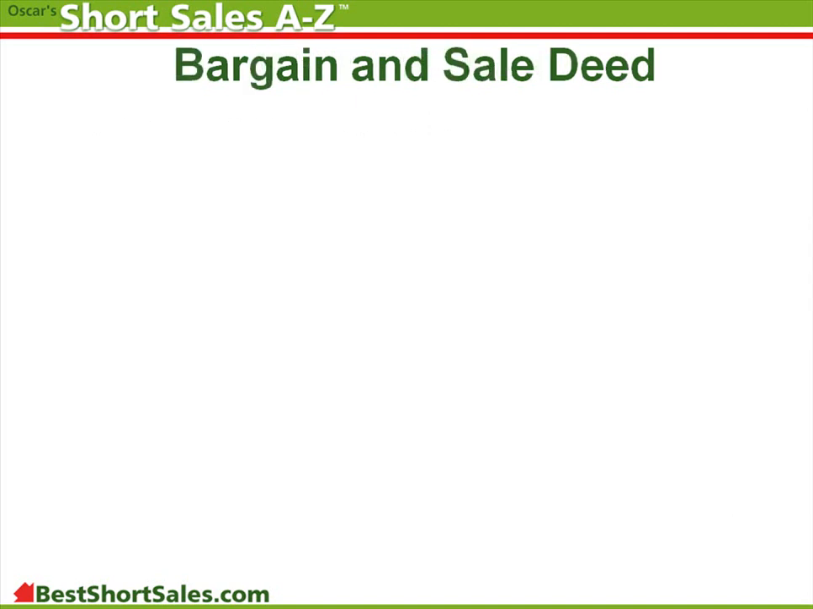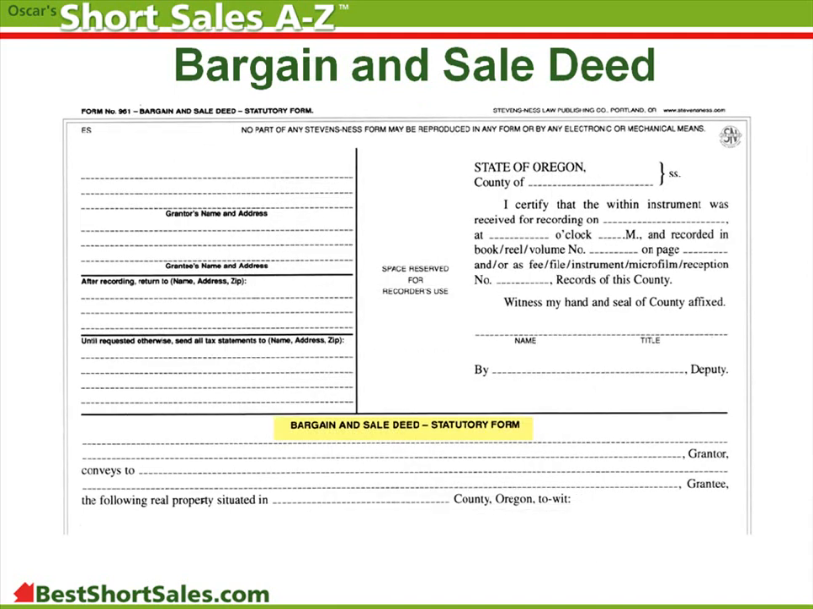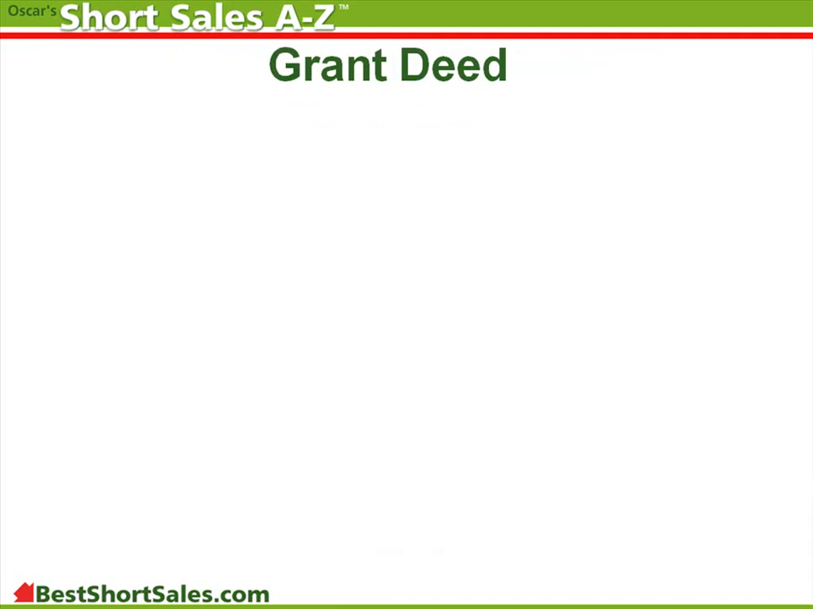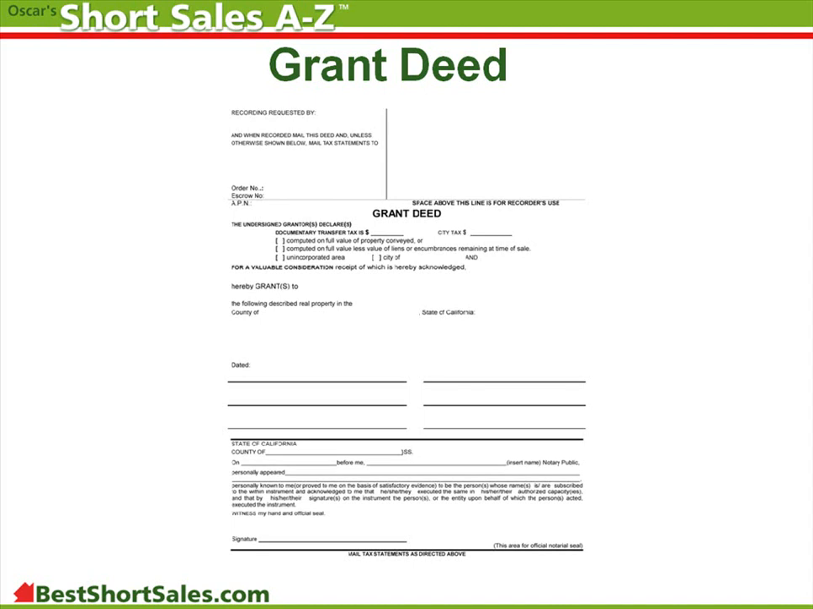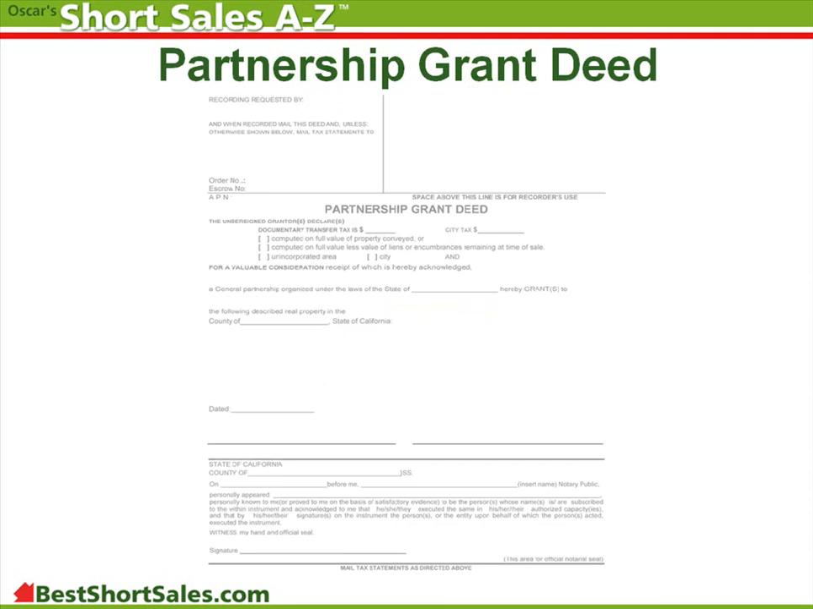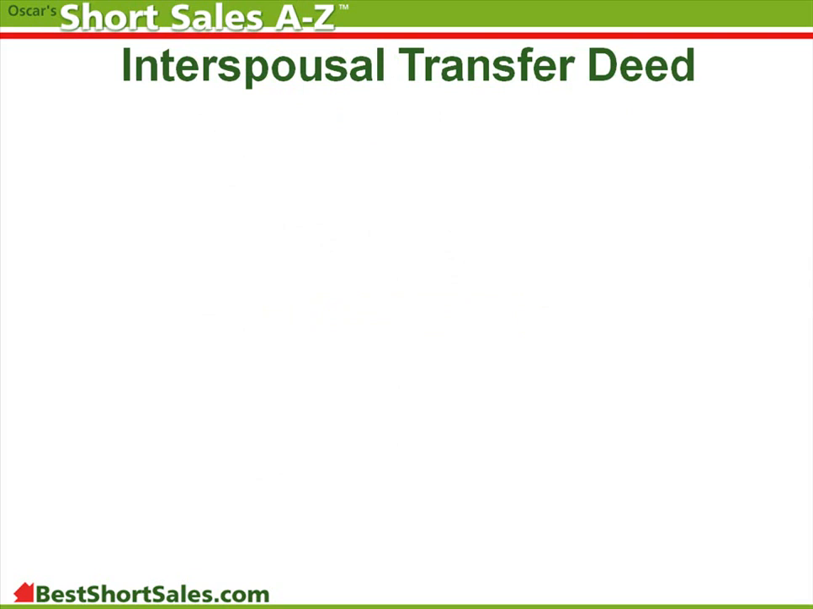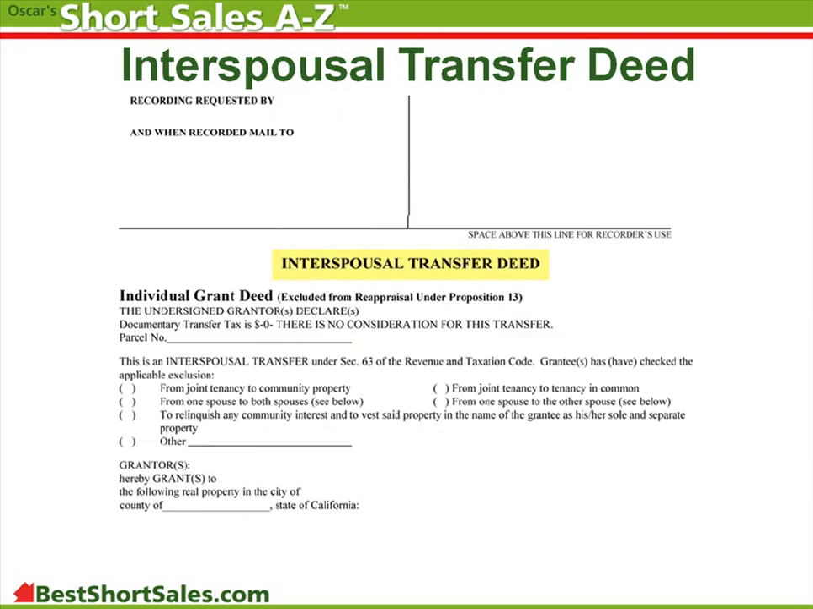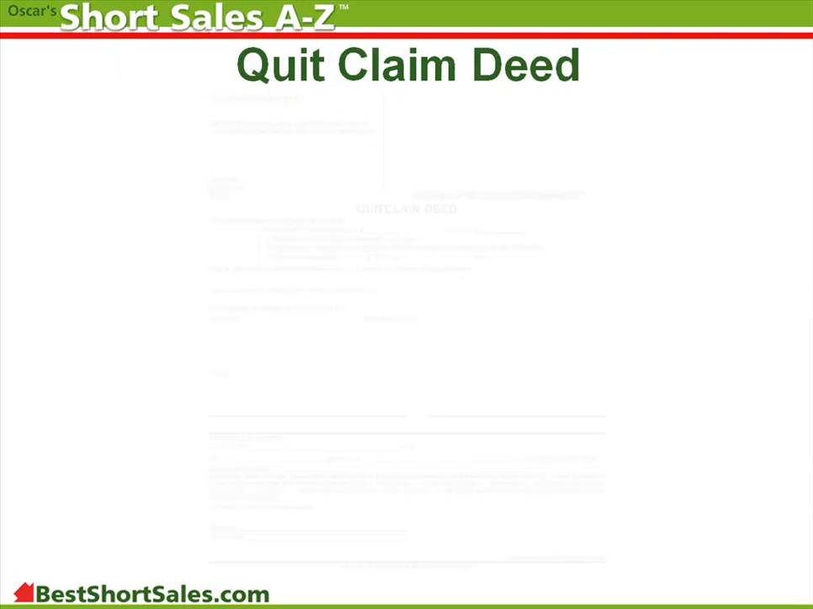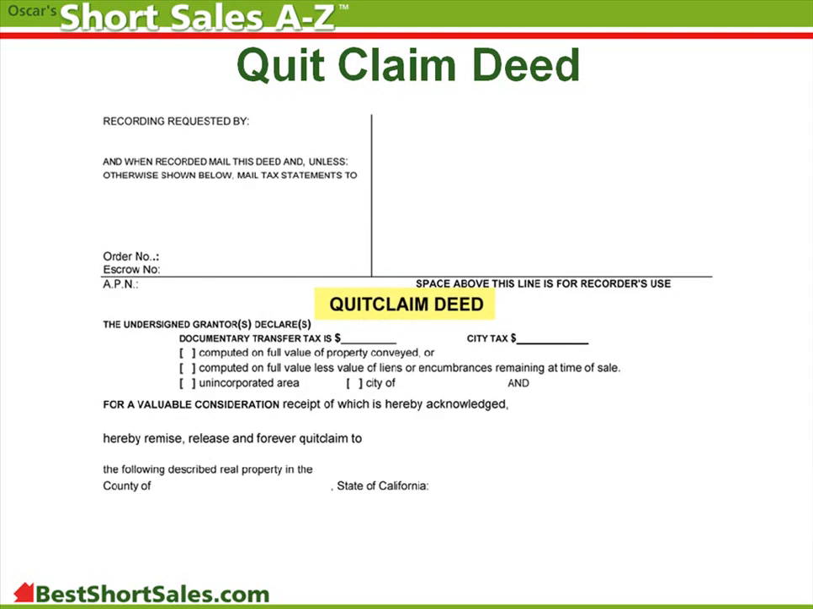Bargain and sale deed. In a bargain and sale deed, the seller does not provide any warranties to the buyer. Grant deed. Grant deeds are mostly used in California. The seller warrants that the property was not sold to another buyer before or at the same time. In short sales, usually the presence of partnership deeds, interspousal deeds, quitclaim deeds, and other similar instruments indicates potential disagreements between owners.